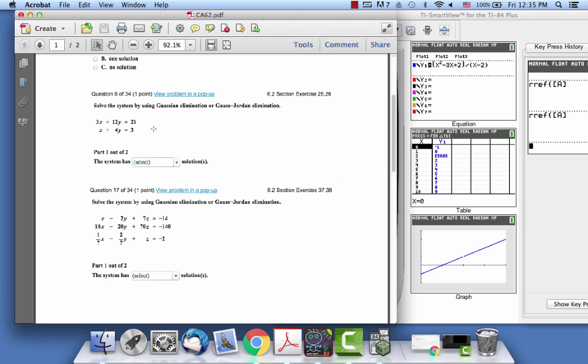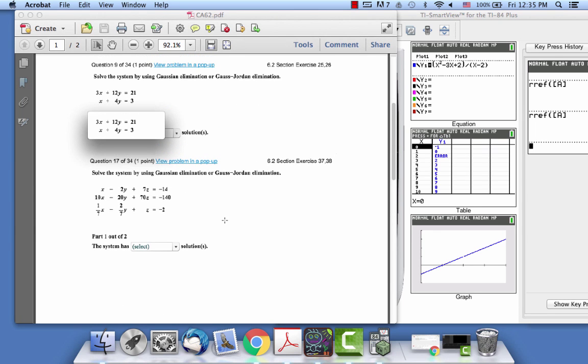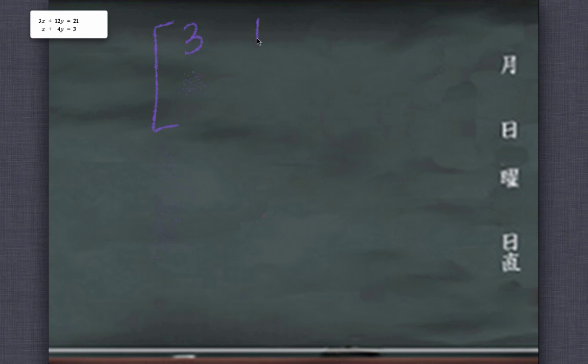Okay, here we have solved by Gaussian elimination or Gauss-Jordan. I'm going to do this another time or two by hand just so you can get the gist of this, probably just one time actually. So on the first pass we have 3, 12, 21, 1, 4, 3. This all divides by 3, so I'm going to do 1/3 row 1 goes to row 1.